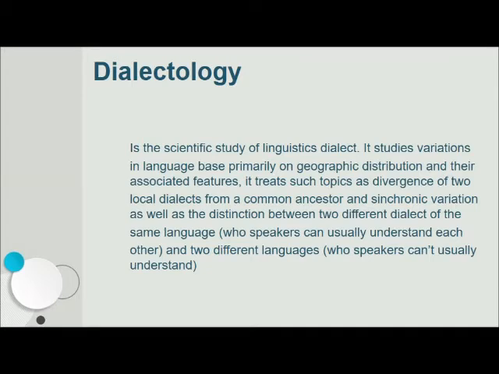Dialectology. Dialectology is the scientific study of linguistic dialect. It studies variation in language based primarily on geographic distribution and their associated features. It treats such topics as divergence of two local dialects from a common ancestor and synchronic variation, as well as the distinction between two different dialects of the same language, whose speakers can usually understand each other, and two different languages, whose speakers can't usually understand each other.